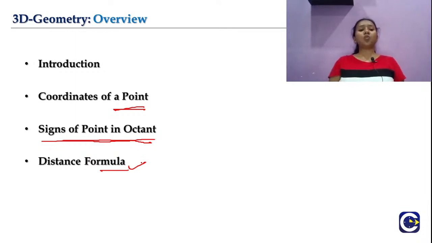Then what will be the difference between the distance formula which we have seen in straight lines and the distance formula that we are going to see in 3D geometry? Can anyone tell me what the difference is? What are you actually expecting?